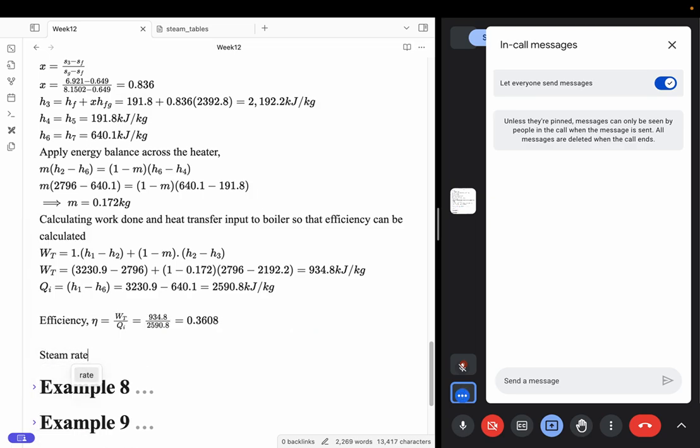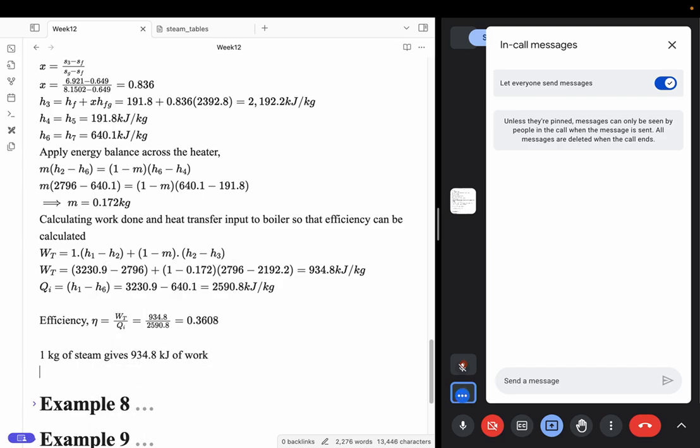Now what is the steam rate? Steam rate is basically, as you have seen before, we have a work done of around 934.8 kilojoule per kg. If I need 1 kilowatt hour, what should be the rate at which I need to supply my steam? If I want it in kilowatt hour, how do I put it? 1 kg of steam gives 934.8 kilojoule of work. So 1 kg of steam rate gives 4.8.